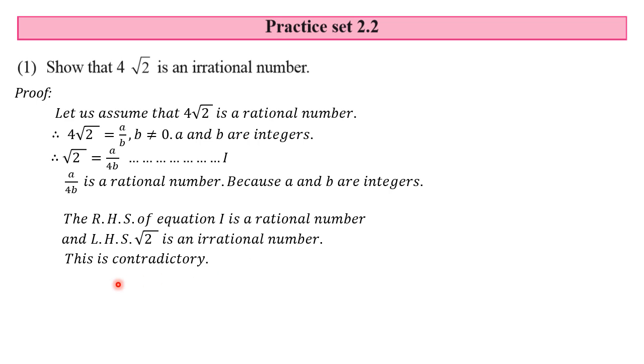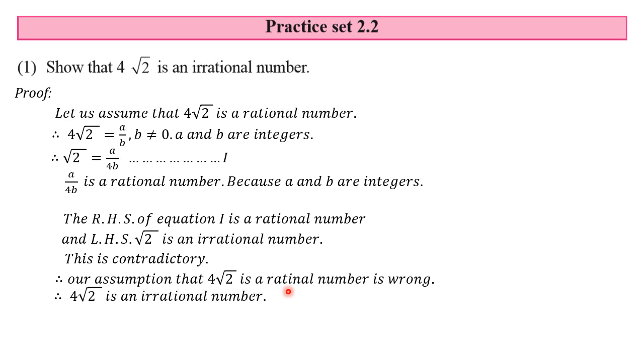So this is a contradiction. And why does this contradiction arise? Because of our wrong assumption. So our assumption that 4 root 2 is a rational number is wrong, and therefore whatever is given is correct. Therefore I can say that 4 root 2 is an irrational number.